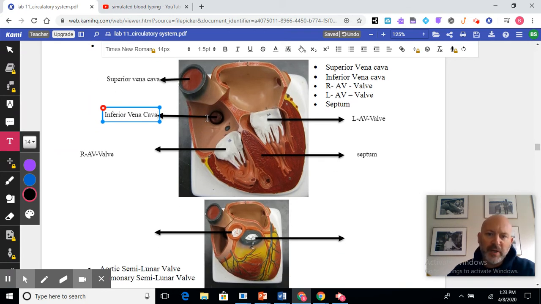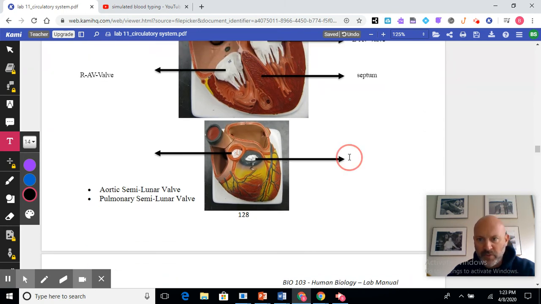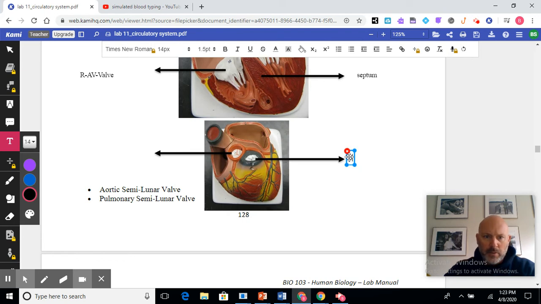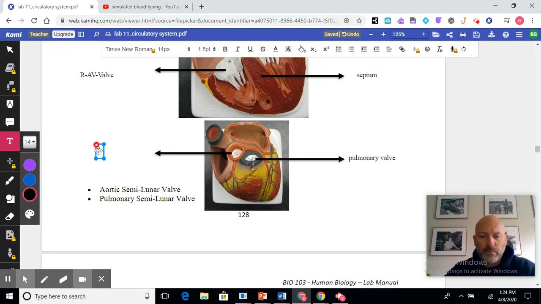So we don't see the pulmonic valve in this picture. It's right here, though, however. We do see it here. Pulmonary valve. Over here, we see the aortic valve.